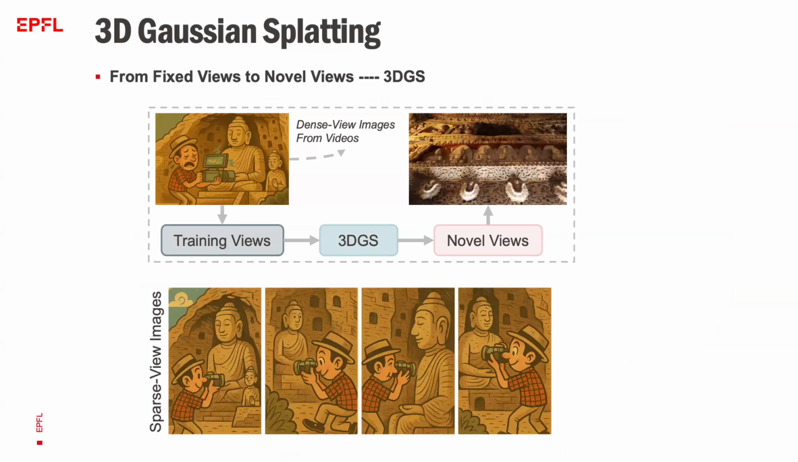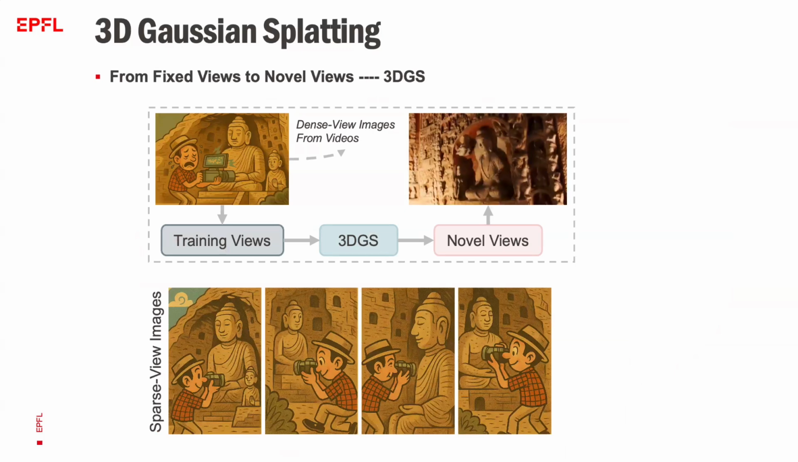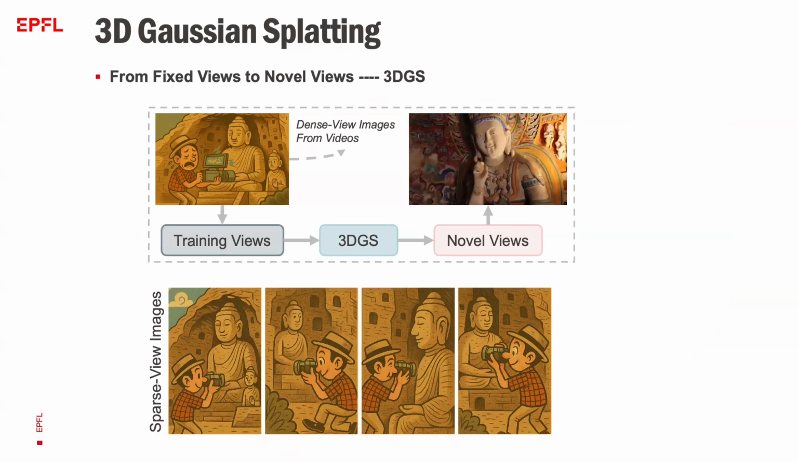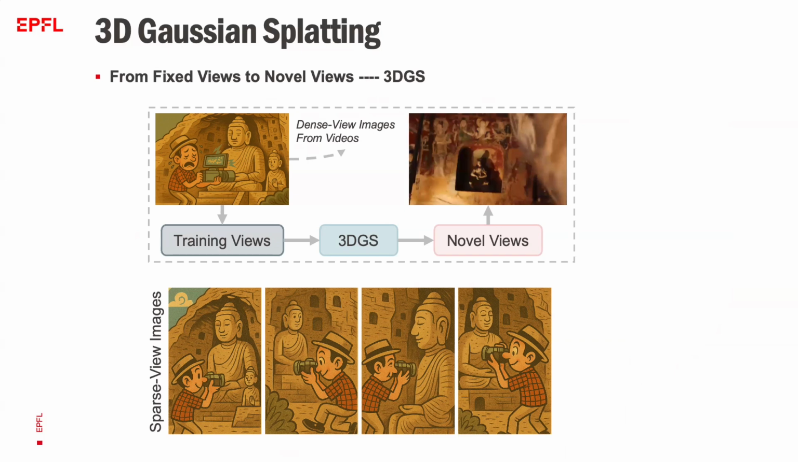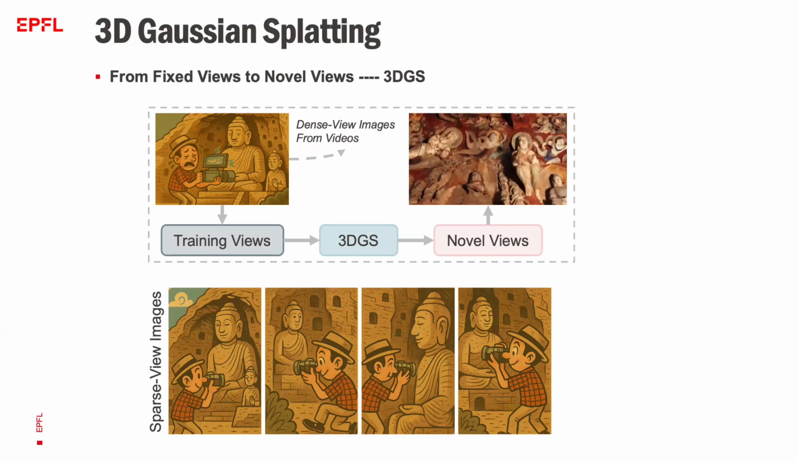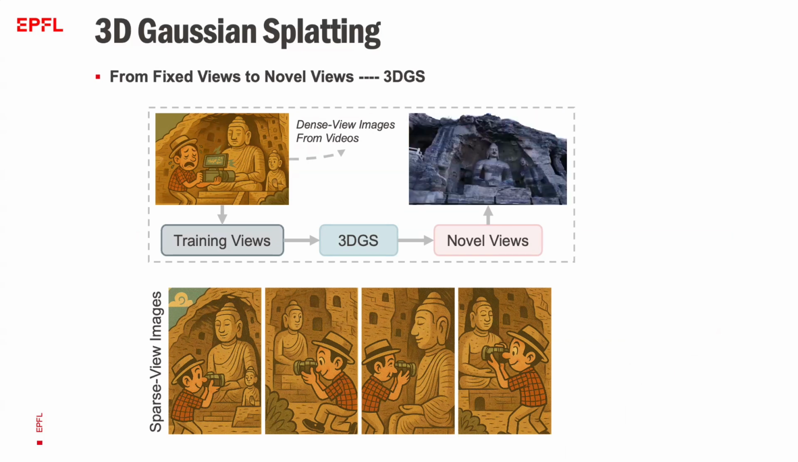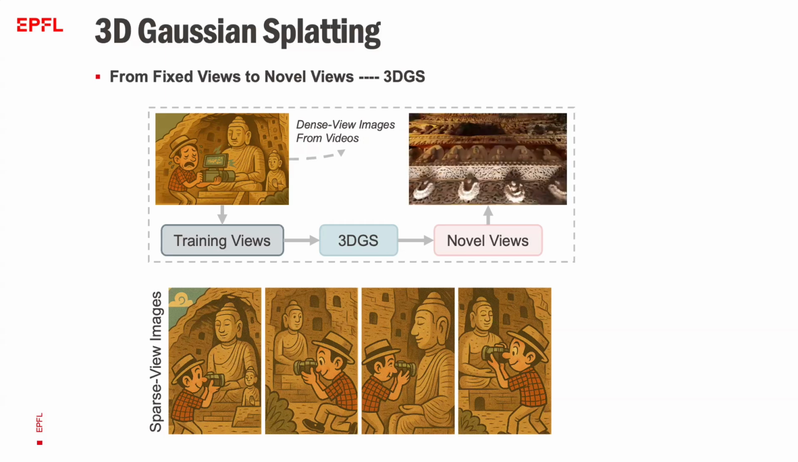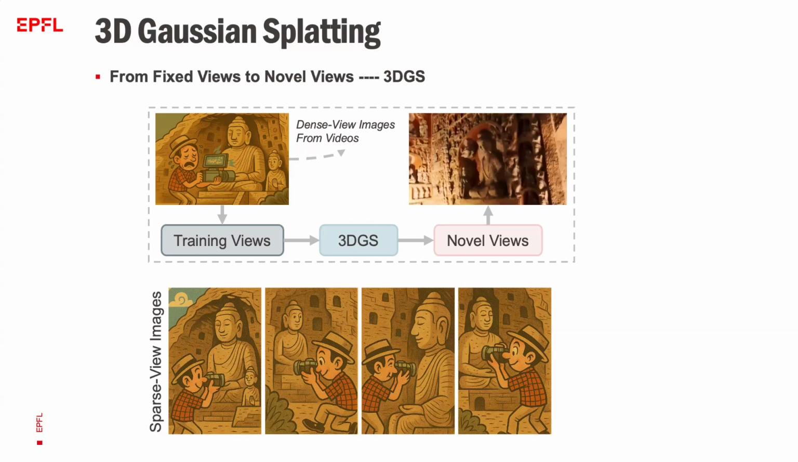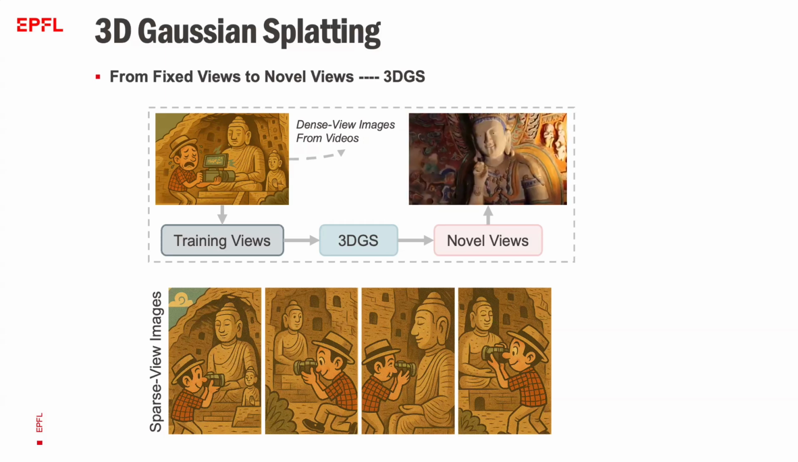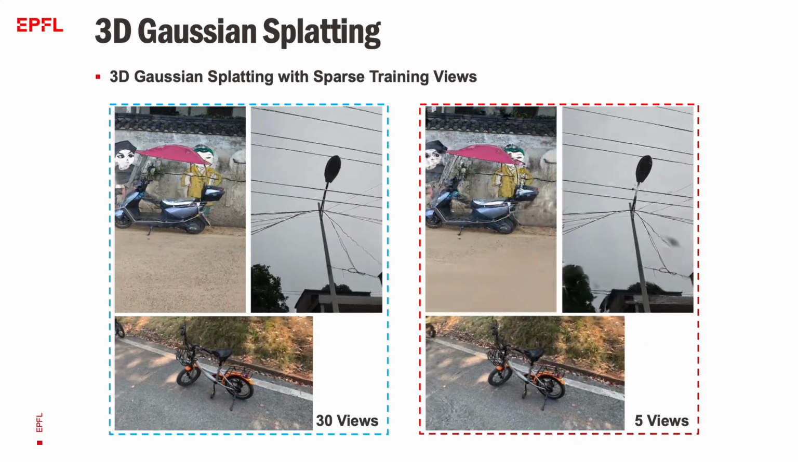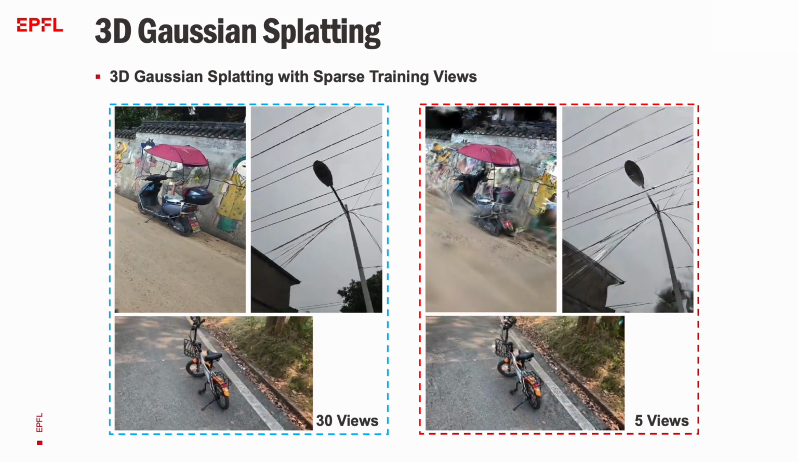To train a 3D GS model, we first need to capture some images as training data. In many real-world scenarios, we don't have access to videos that include images from dense viewpoints. For instance, when Jack visited this place, he only took some photos from the sparse views. However, 3D GS is very sensitive to the number of training views.